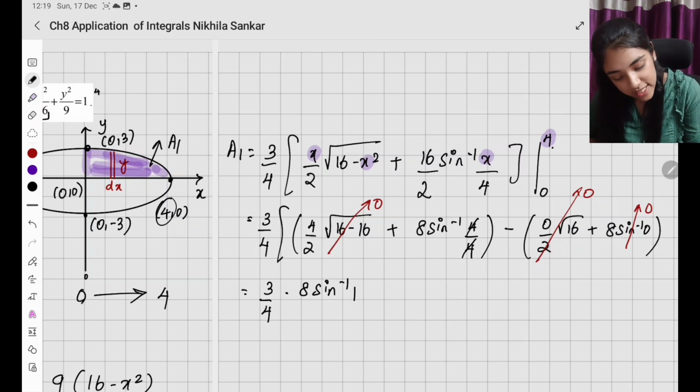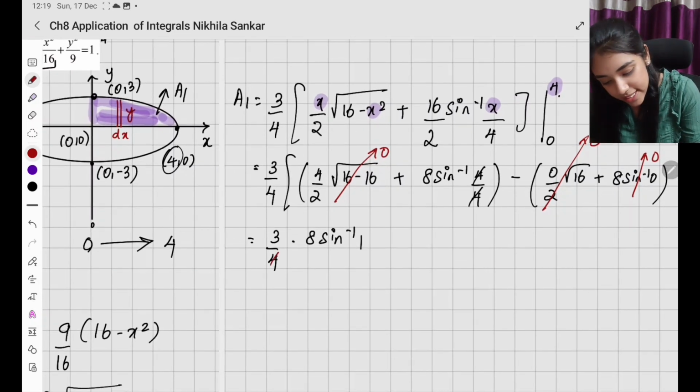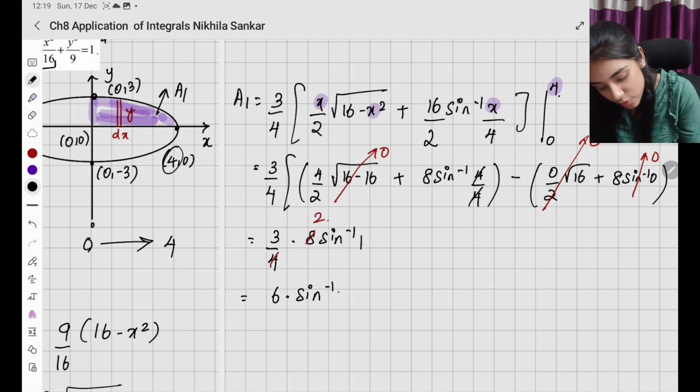So this also gets cancelled. So I'll be left with 1. Okay, இங்க என்ன cancel ஆகுது? This becomes a 2 and I'll finally have 6 times sine inverse of pi. 1 is going to give me pi by 2.